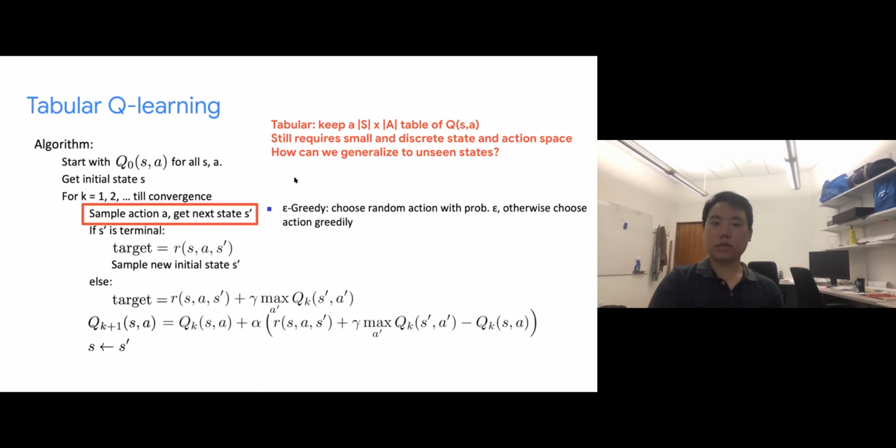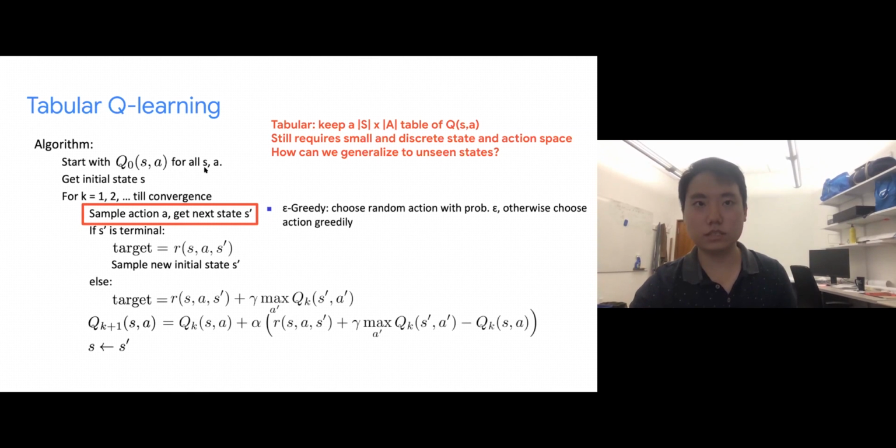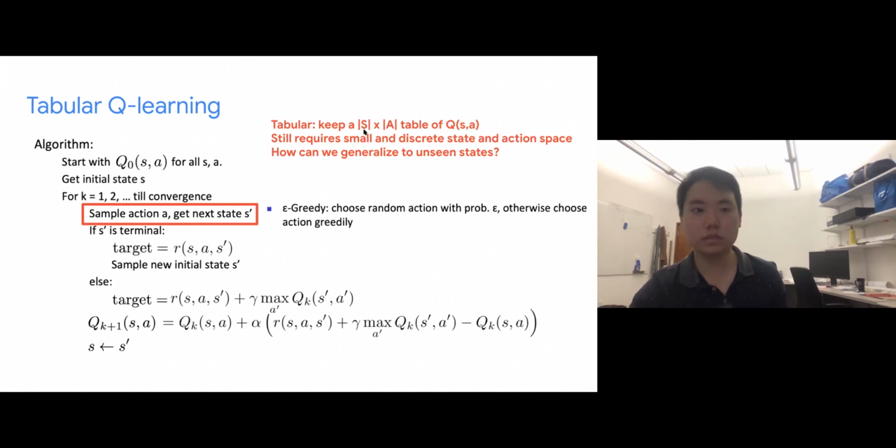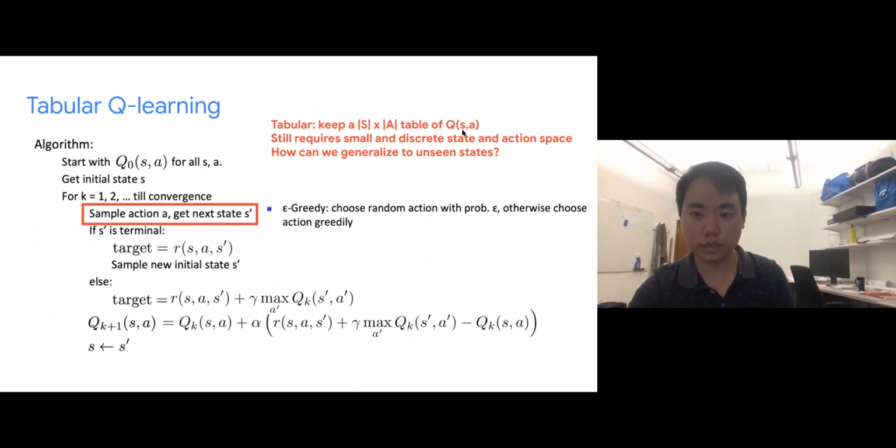So this algorithm is called tabular Q-learning, or just Q-learning for short. So why is this called tabular? It's called tabular because you're initializing, for all states and actions, your Q(s,a). What that means is that you want to keep a table that has size of S rows and size of A columns. So you have this table where each entry is Q(s,a) for a particular state and action.